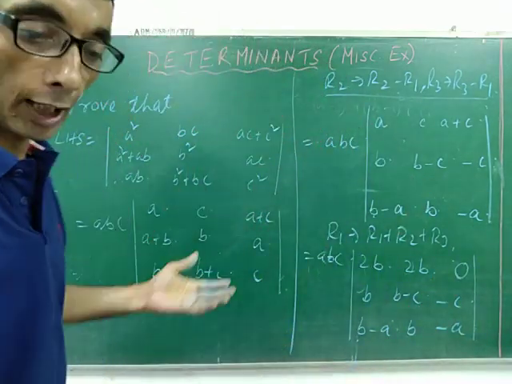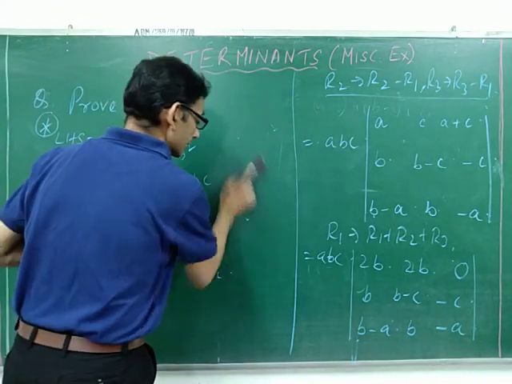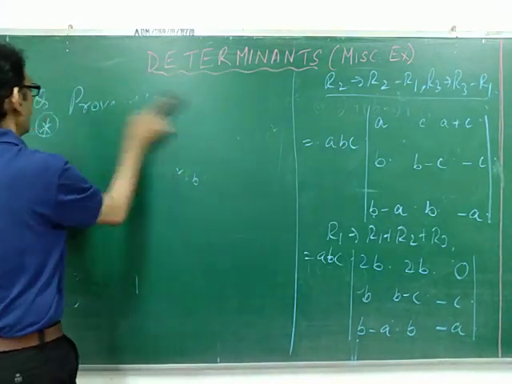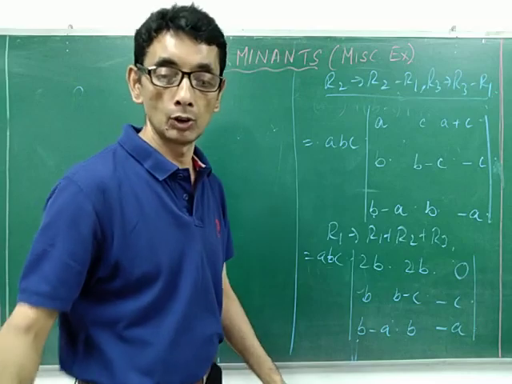Okay, now what is the next step to be followed? What is common in the first row?